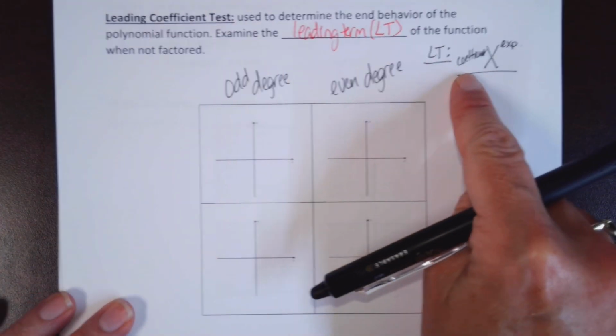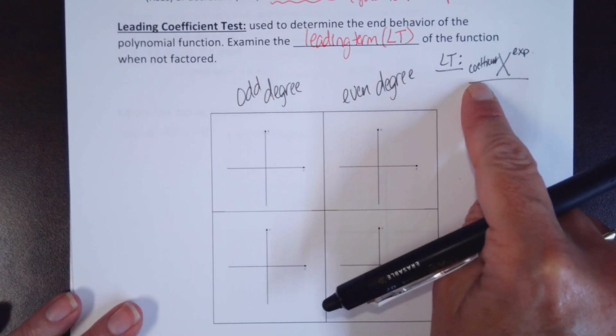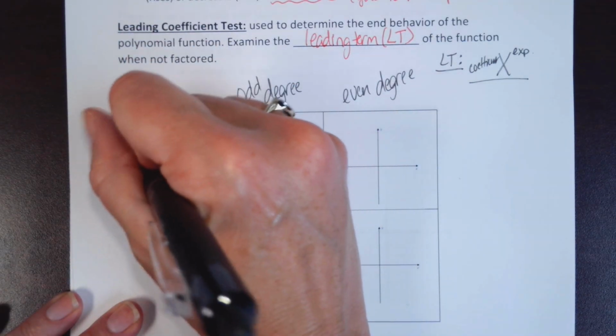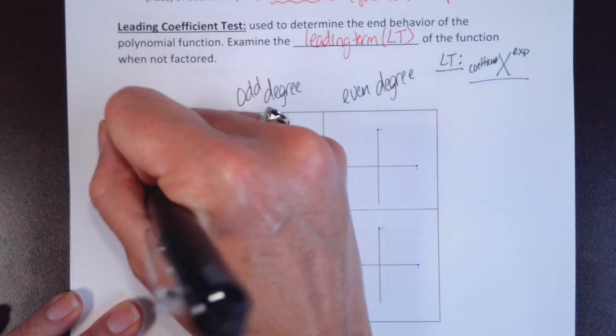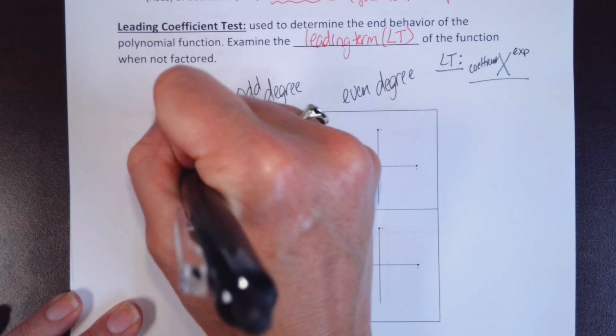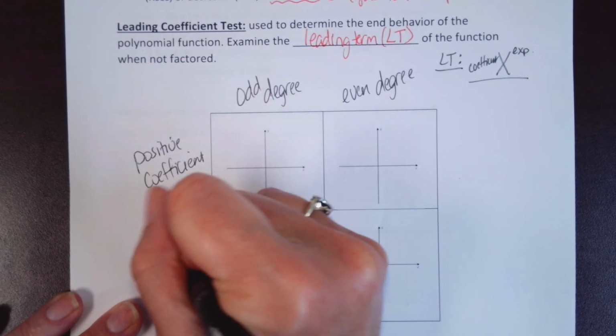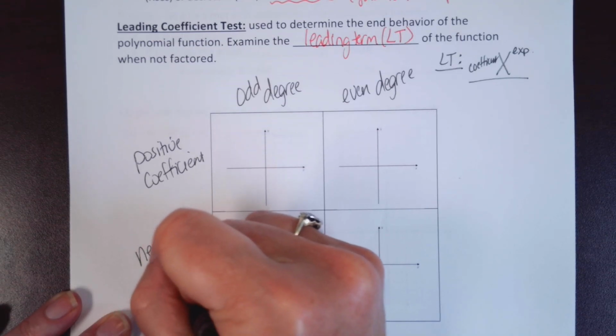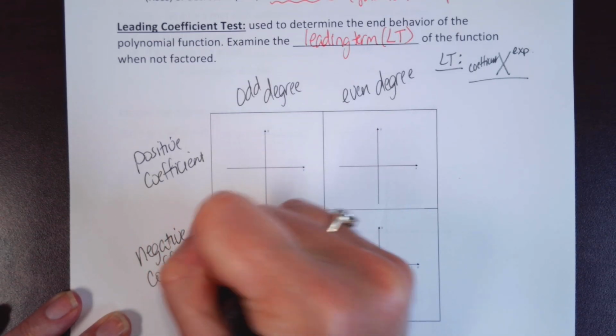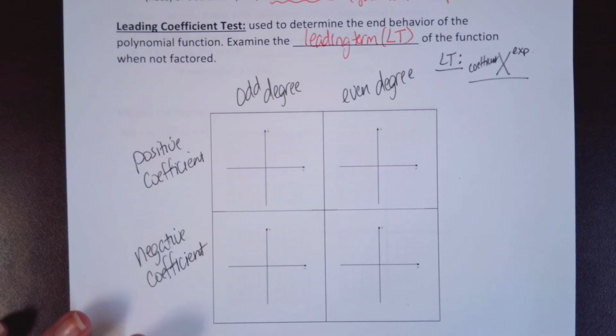That coefficient out front, part of my leading term, is either going to be a positive number, so I have a positive coefficient, or it's a negative coefficient, a negative number out front, which I know means that I have flipped it across the x-axis. So here's what happens.